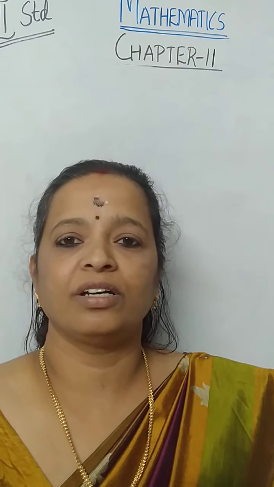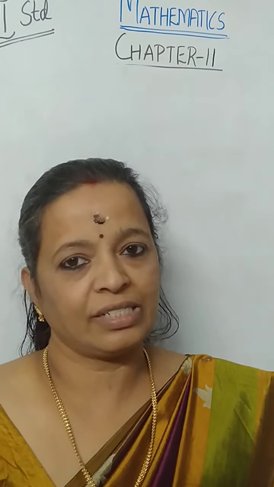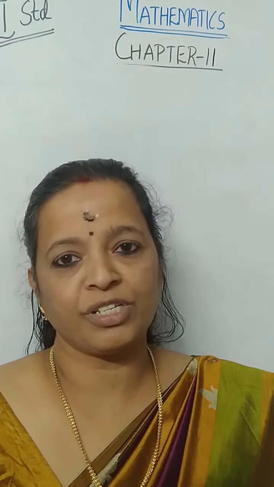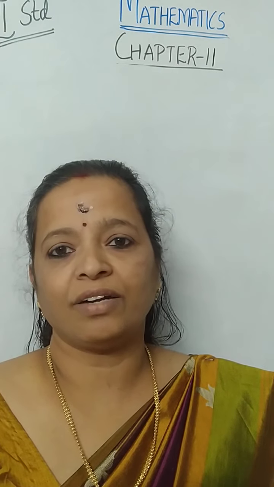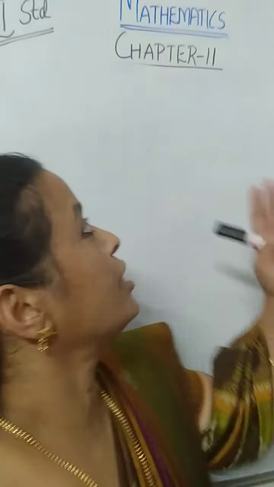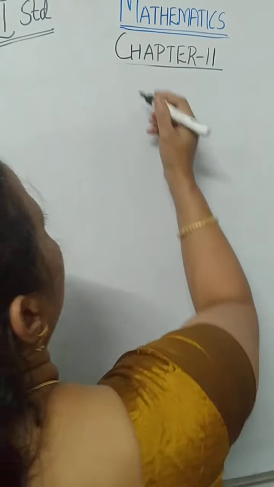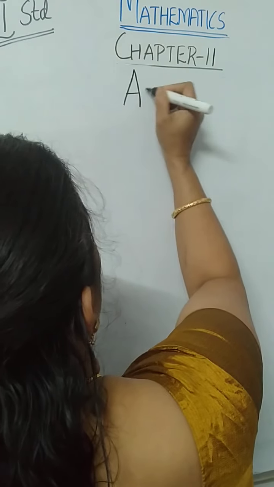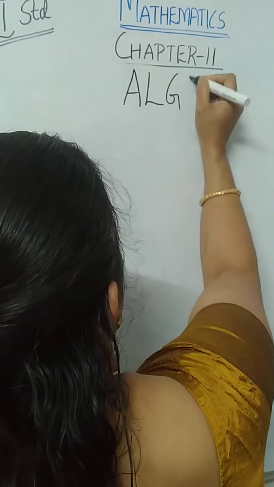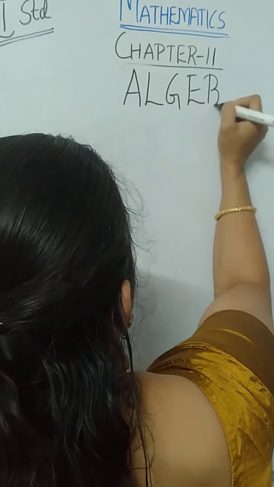As we have finished with the chapter mensuration, that is chapter 10 in your second semester reader, let us start with the next chapter, that is chapter 11. This chapter is about algebra. Have you heard about algebra?